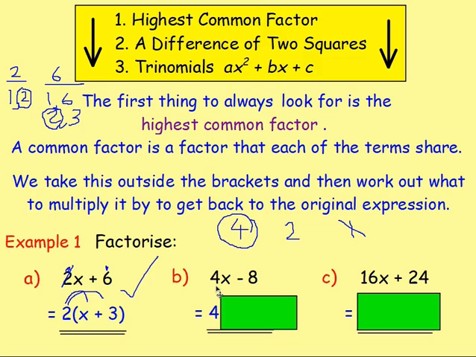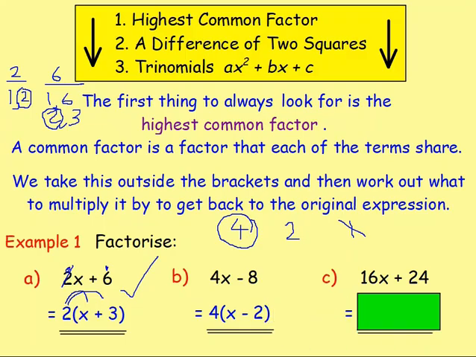So you've got 1, 4, and 2. And if you think of factors of 8, you'd have 1 and 8, because if you times them, they make 8. And also 2 and 4. The highest one is 4. 4 is a factor of both 4 and 8. So 4 times what is 4x? X. Good. And 4 times what is negative 8? Negative 2. Well done.